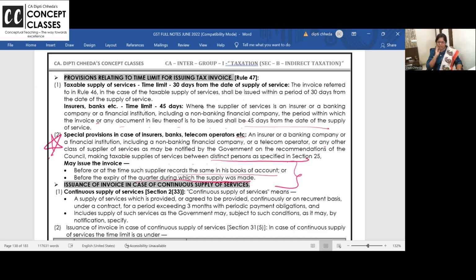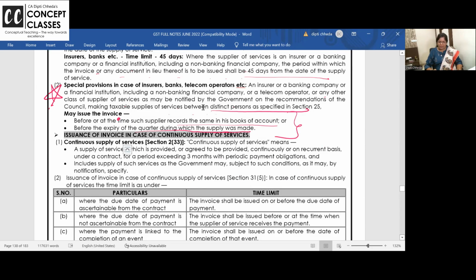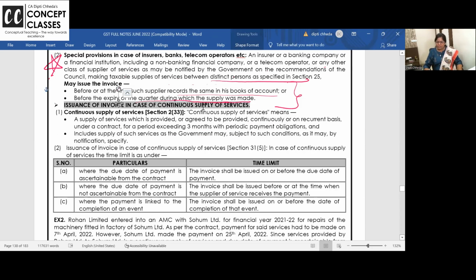ठीक है? Quarter खत्म होने के पहले, or when the supplier records the transaction in the books. Yes, party debit to sales or party debit to services or whatever. When I have recorded, I will issue the invoice or before the quarter end. Like you have continuous supply of goods, you have continuous supply of services. For example, internet bill. I get every month post-paid internet bill. Internet तो चलते रहता है ना, but then every 30th day they make the bill and they send me.